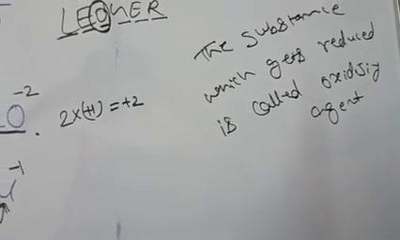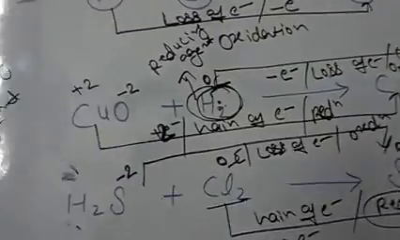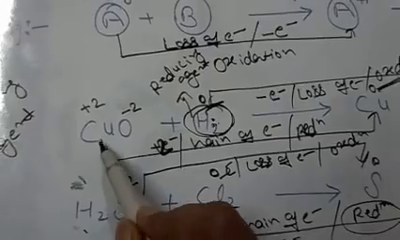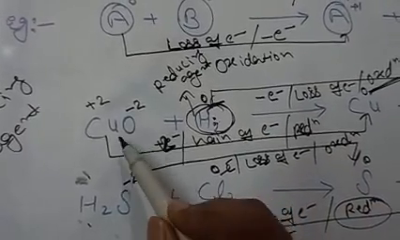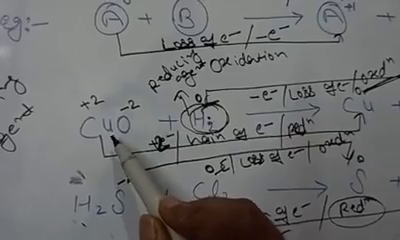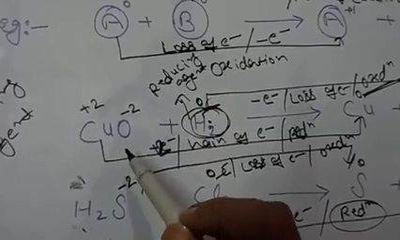So first you have to see where the reduction is. In this reaction you can see copper, now it is +2 to 0, which means gaining of electron, and gain of electron is called reduction. So this copper is here the oxidizing agent.